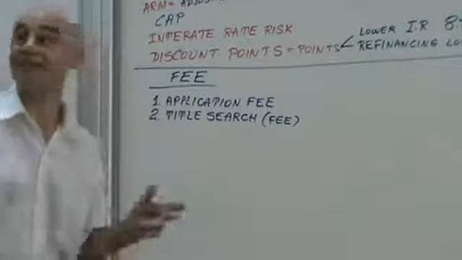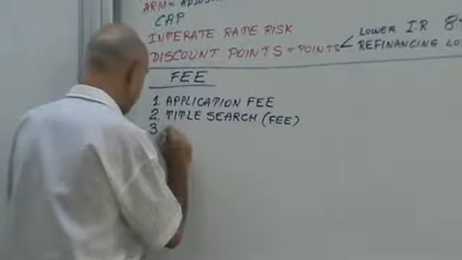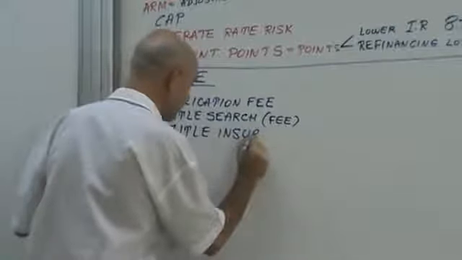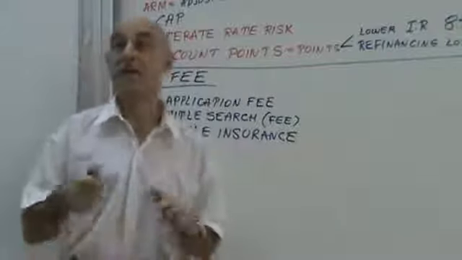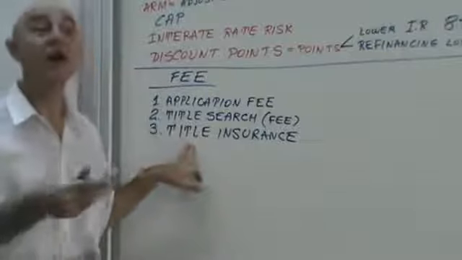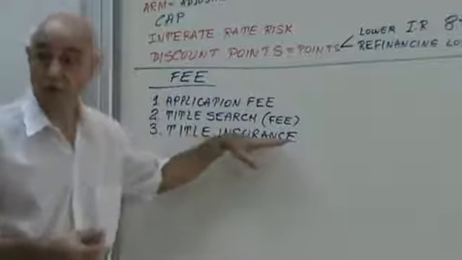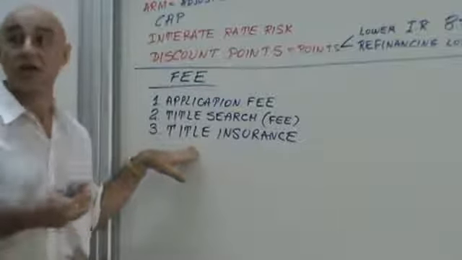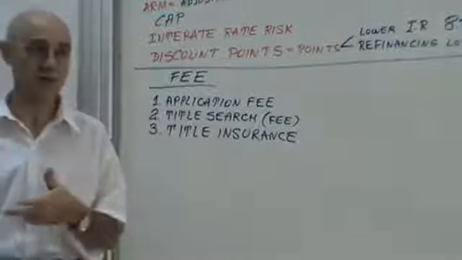Next, title insurance. For the midterm, you should not confuse title insurance with mortgage insurance or with any other insurance. Title insurance is insurance that the title search, the results from the title search, turned out to be false.